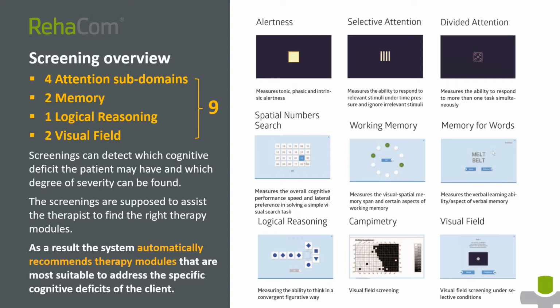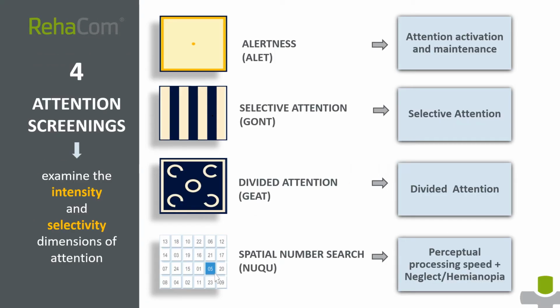As a result, and this is of great added value, the system automatically recommends therapy modules that are most suitable to address the specific cognitive deficits of the client. Here are the 4 screenings supposed to measure the intensity and selectivity dimensions of attention. These tests are valuable in determining the baseline cognitive attention status, attention activation, selective attention, divided attention, and perceptual processing speed.